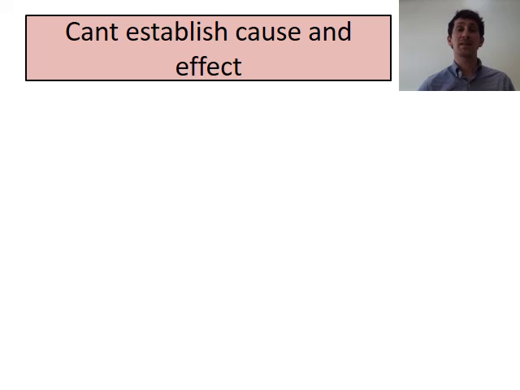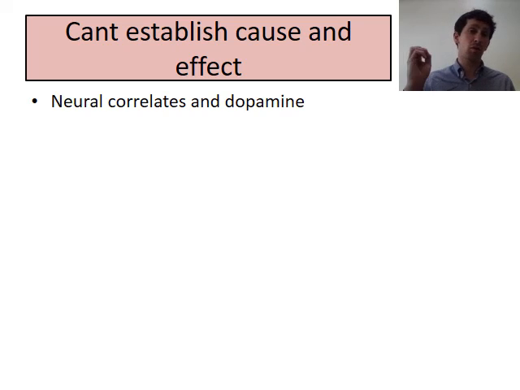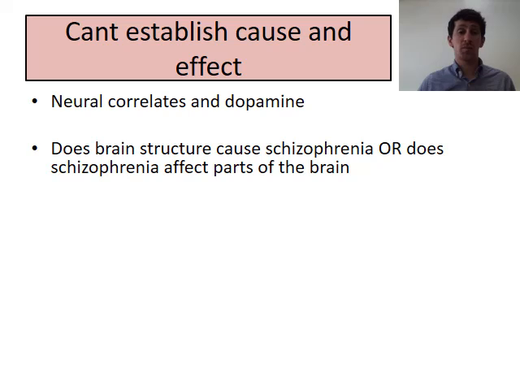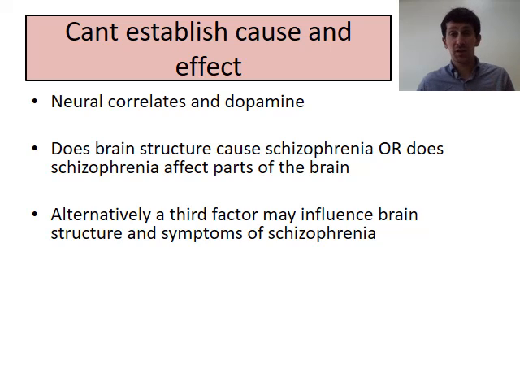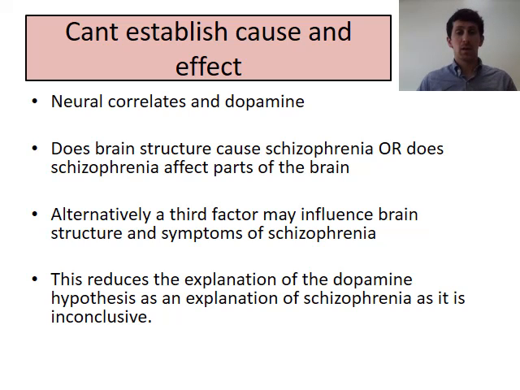However, we can't reliably establish cause and effect. This can be applied to neural correlates and to the dopamine hypothesis. You can adapt this however you want for your essay. You could use an example. Does brain structure and changes in brain structure cause schizophrenia, or does schizophrenia cause changes in the brain structure? We can't be clear on which causes which. Alternatively, there could even be a third factor that influences brain structure or the symptoms of schizophrenia. So this really reduces the neural correlates and the dopamine explanation because the evidence is inconclusive. Not being able to reliably establish cause and effect is a big, big issue.